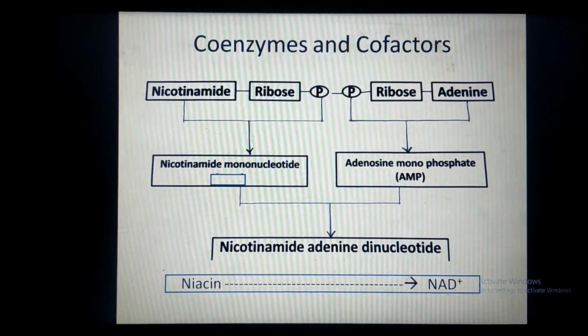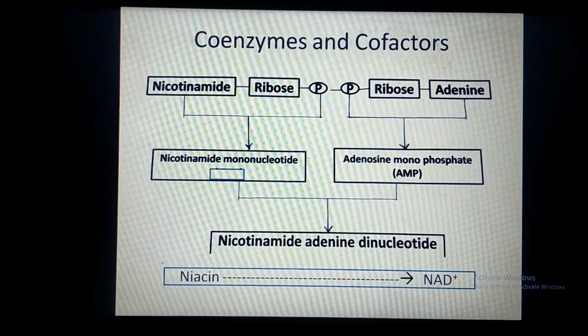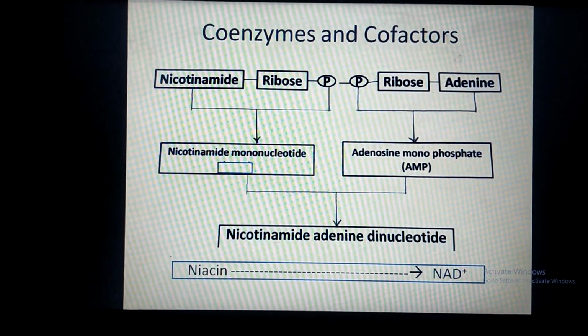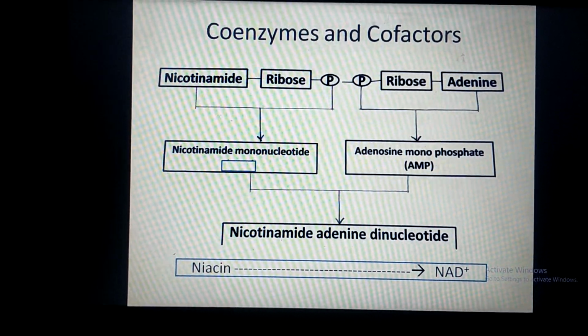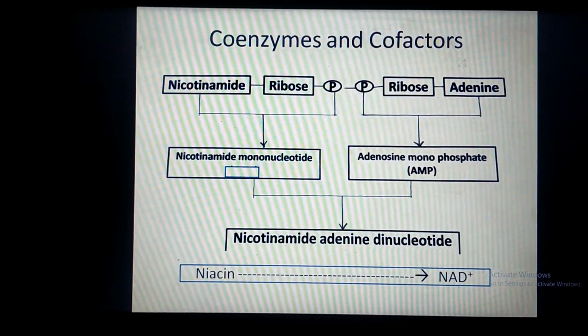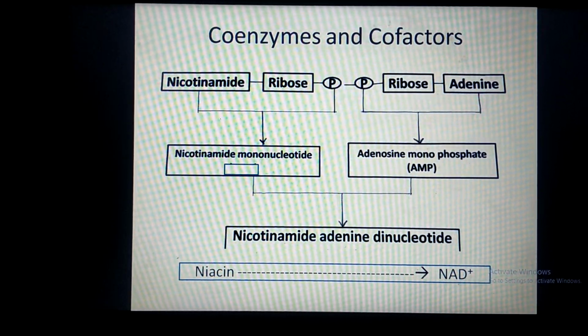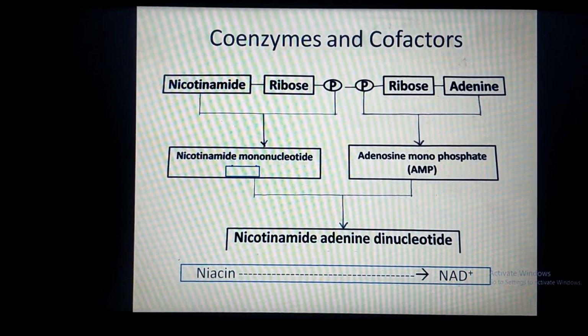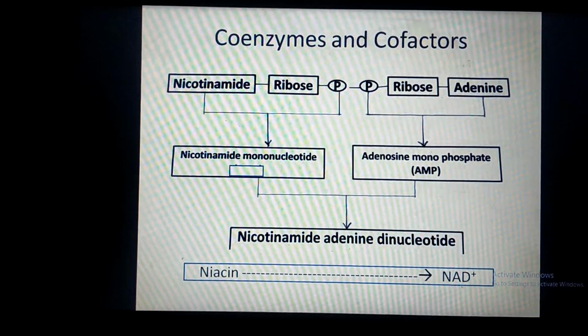So this is the diagrammatic representation of NAD. Long form is nicotinamide adenine dinucleotide. So it is a combination of two nucleotides. One nucleotide is nicotinamide mononucleotide and another nucleotide is adenosine monophosphate or AMP.